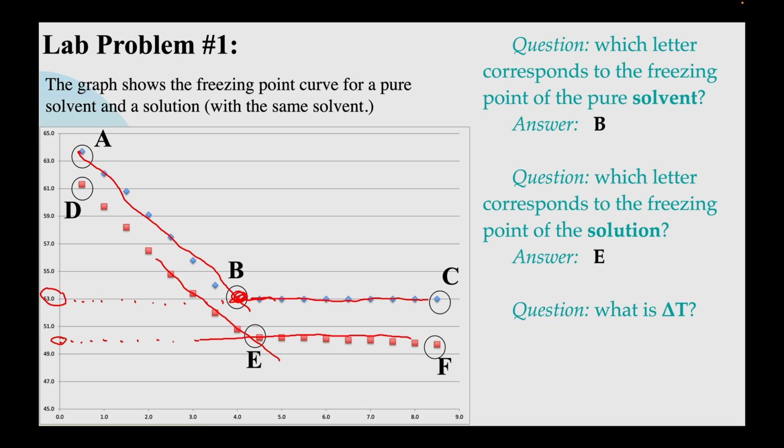And delta T is literally the higher one minus the lower one if you want a positive delta T. So in this case, it would be positive 3.0 degrees Celsius. That's the delta T that you want. It's not the freezing point of the solvent or the freezing point of the solution. It would be the change in the freezing point between the two of them.